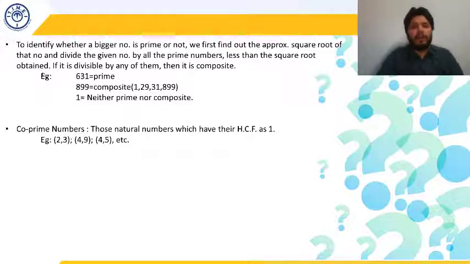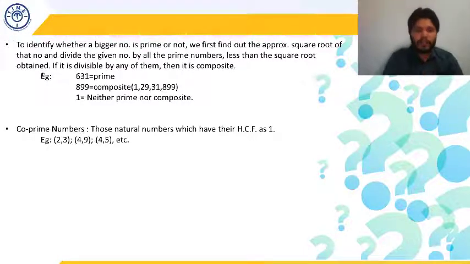Similarly for 4 and 9. What are the numbers which divide 4? 1, 2 and 4. What are the factors of 9? 1, 3 and 9. So which factor is common between 4 and 9? It is going to be 1 only. That's why 4 and 9 is also a pair of co-prime numbers.